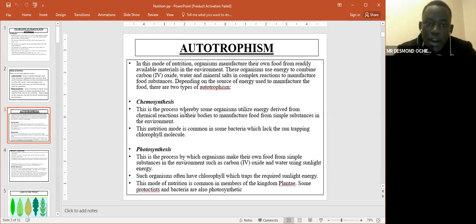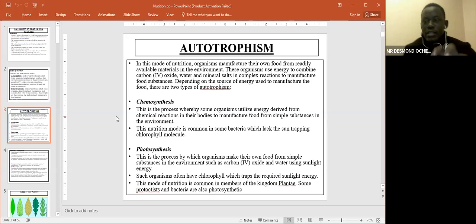So first, we have what is called chemosynthesis. Now, chemosynthesis is a type of autotrophism. And chemosynthesis is defined as the process whereby some organisms utilize energy derived from chemical reactions in their bodies to manufacture food from simple substances in the environment. I will repeat the definition again so that you can understand.